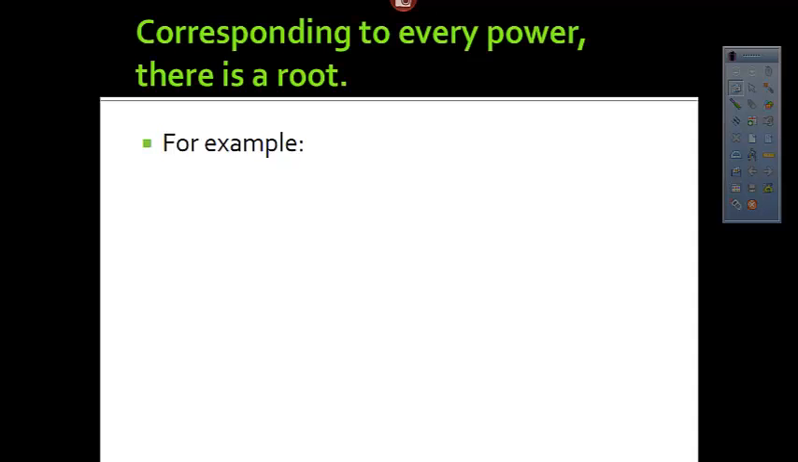Okay, so corresponding to every power, there is a root. For example, remember your perfect squares. You have 3 squared is equal to 9. You would say that the square root of 9 is 3, so on and so forth.